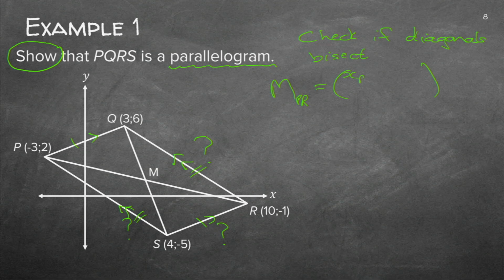Now I'm going to do this XP plus XR over 2. And I'm going to do the same with the Y. YP plus YR over 2. Then I don't have to number my coordinates x1, x2, and y1, y2. I can just use the letters. So if I work it out, x of P is minus 3, x of R is plus 10, over 2, y of P is 2, y of R is minus 1, over 2.